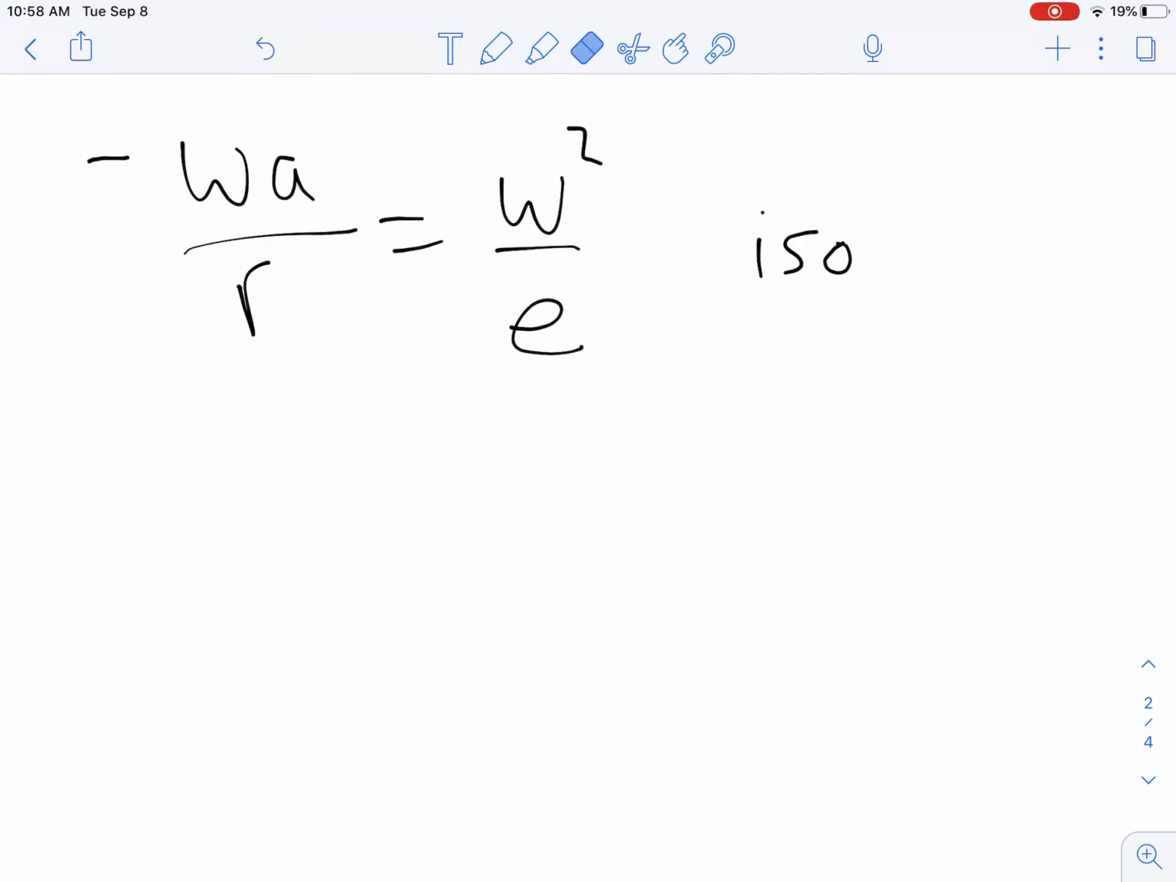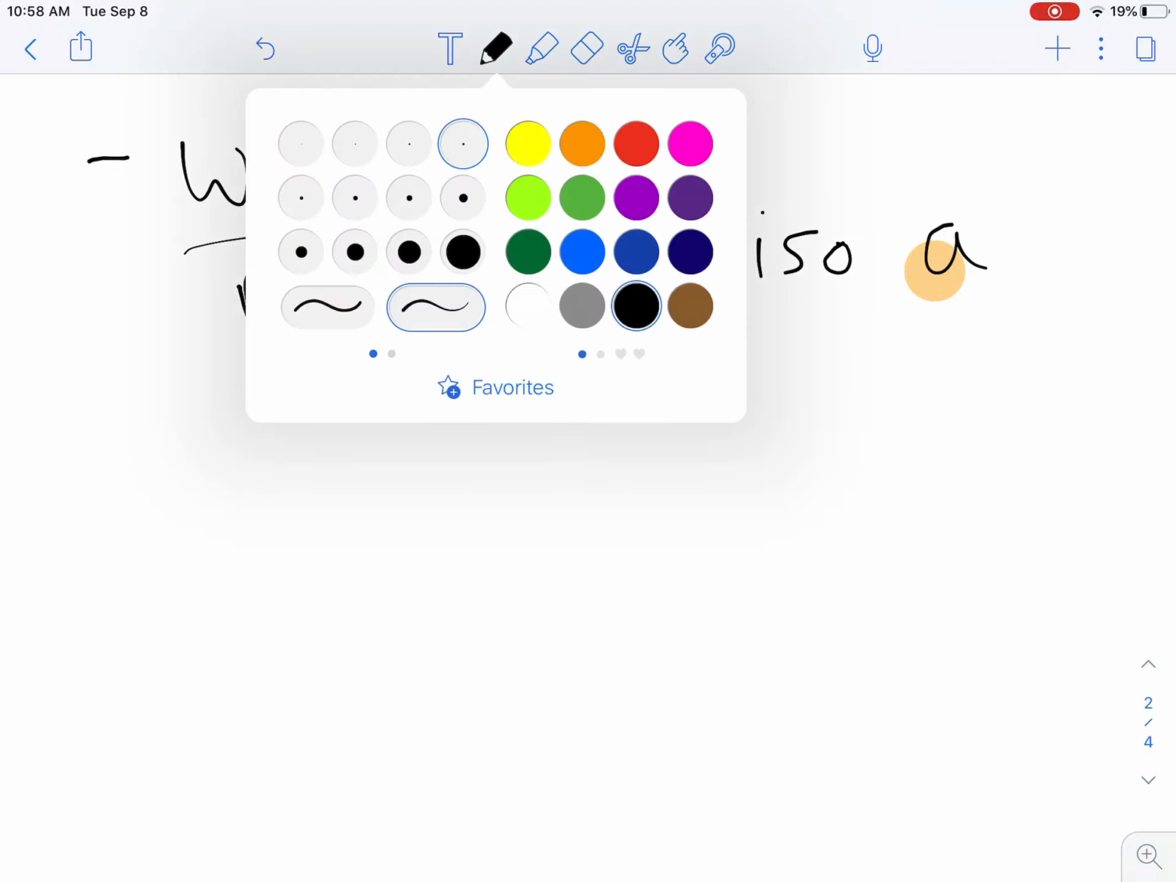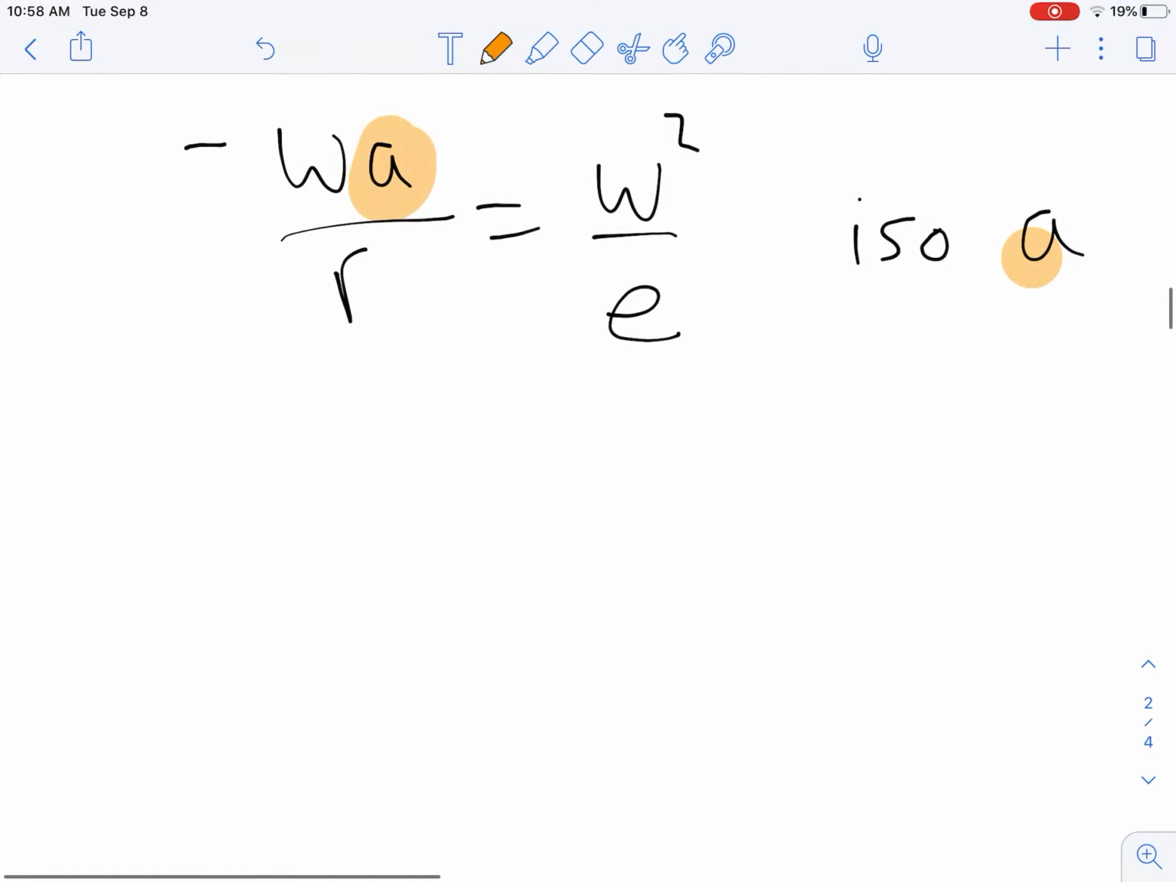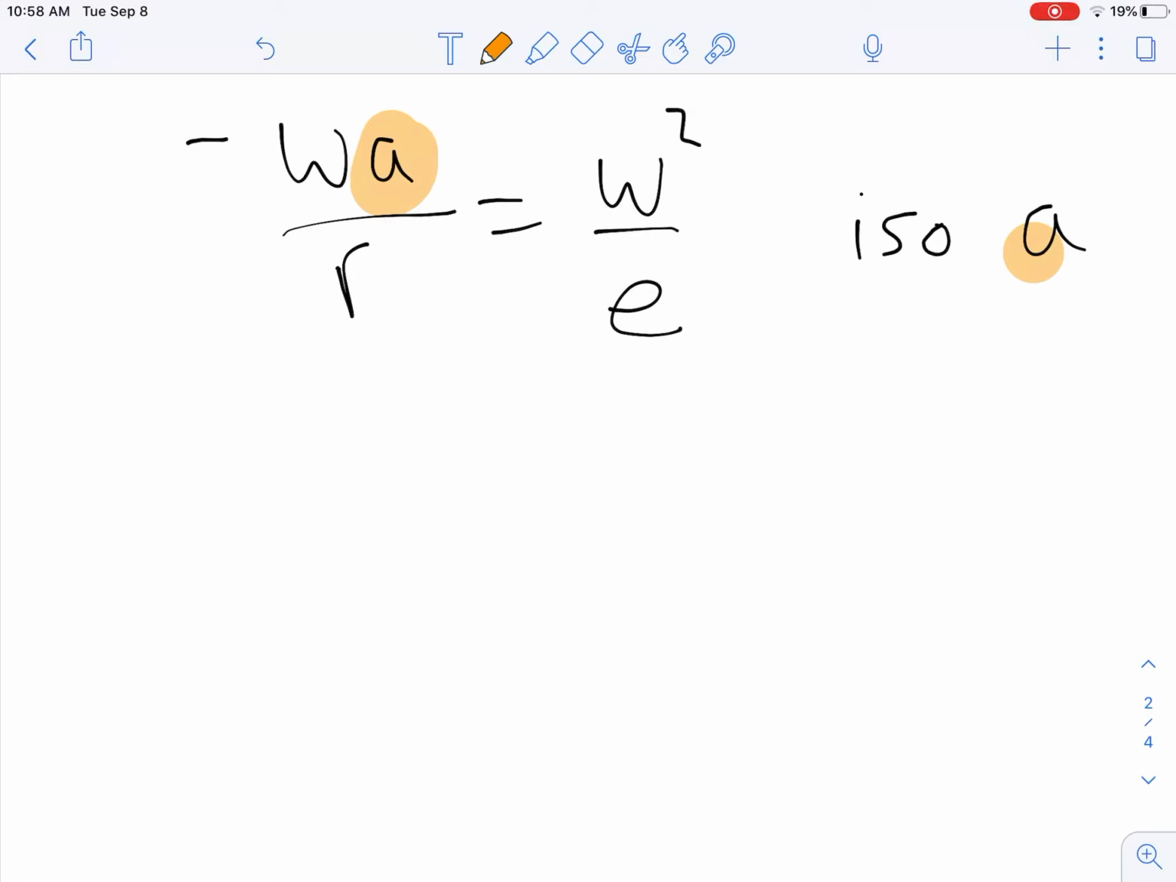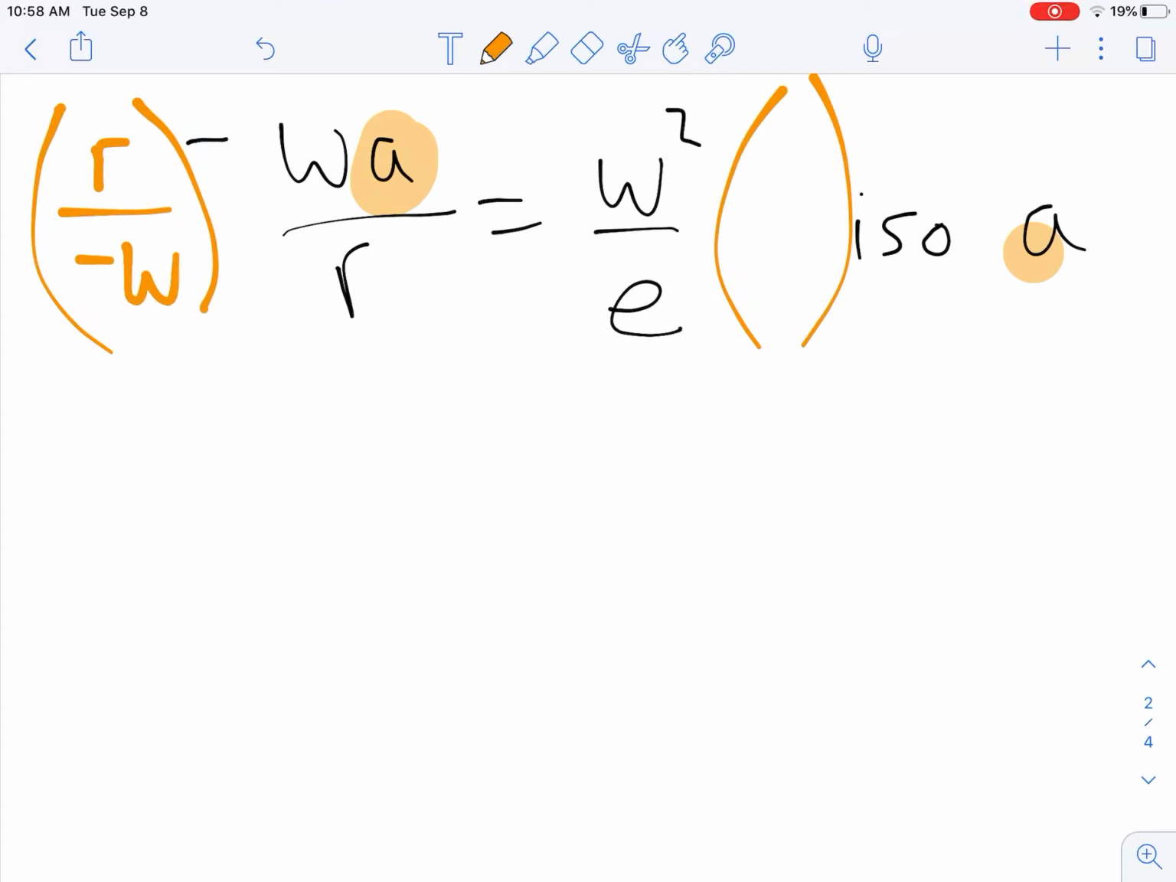All right, so I'm isolating a. Here's my a. All right, what I want to do is, I'm going to use a different color here. I want to get the R away from the A, and I also want to get the W away from it. So I'm going to multiply by the reciprocal. Notice I can't forget about this negative, so that's why I have this negative here.